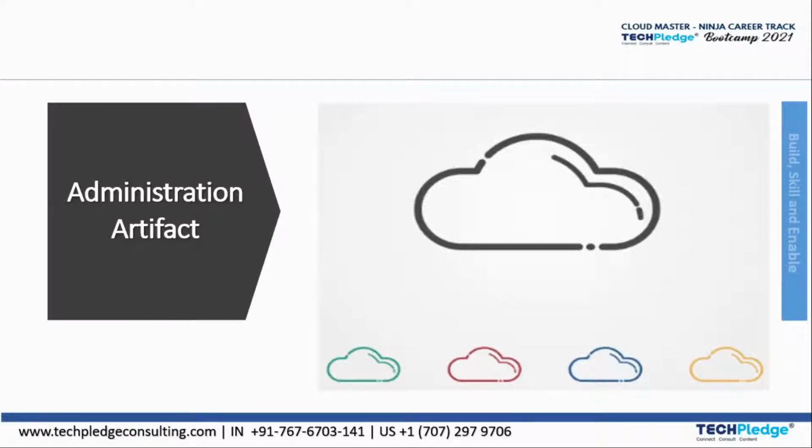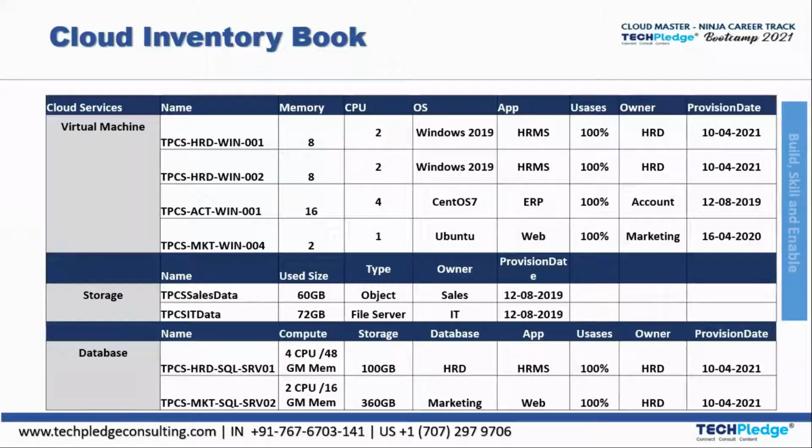Welcome back to the last module for the day, that is administration artifacts. So we are going to see administration documents. Let's go to the cloud inventory book. This is a document which holds the cloud inventory, that are the different cloud services, that is a VM, storage, database, and you can see the different details of it.